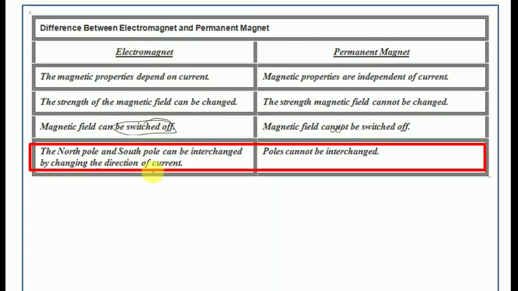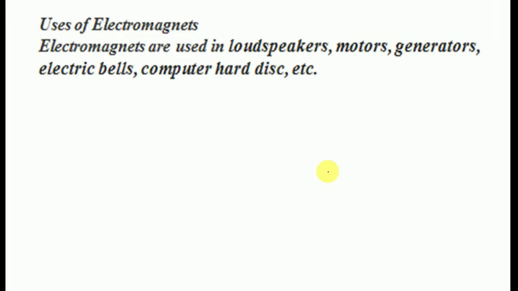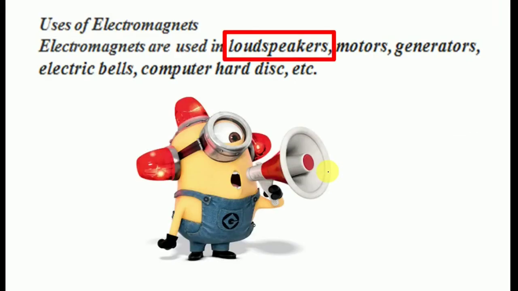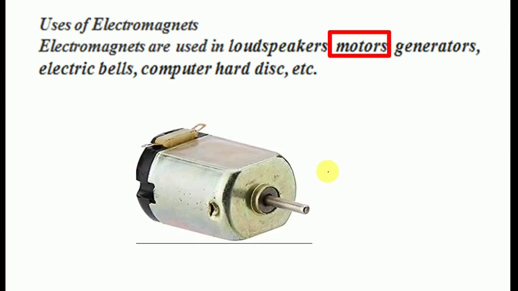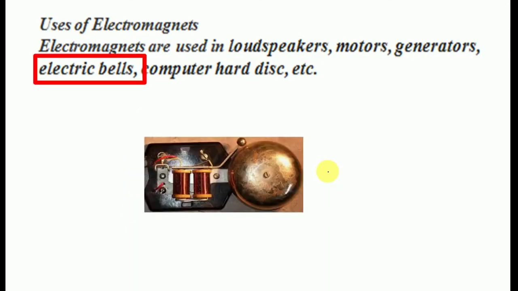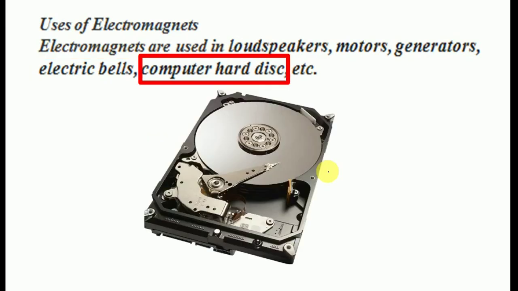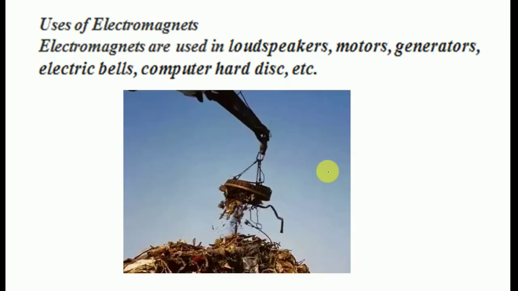In an electromagnet we can change the direction of the north pole and south pole by changing the direction of current, but for a permanent magnet we cannot interchange the positions of the north pole and south pole. Electromagnets can be used in loudspeakers, electric motors, generators, electric bells, and computer hard disks. And this is one more application. I want you to identify this and write about this application in the comment section.